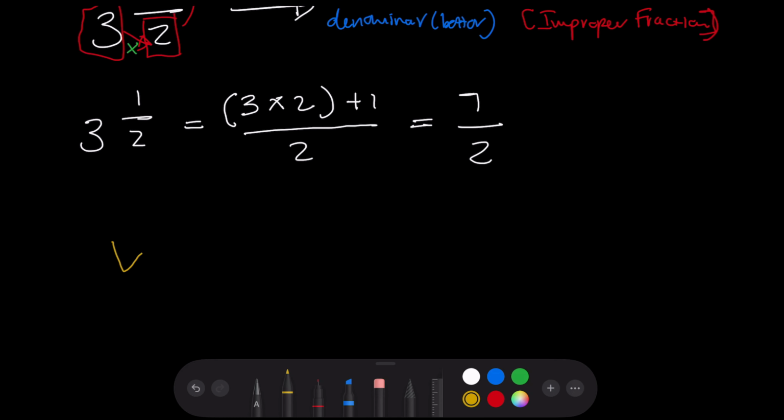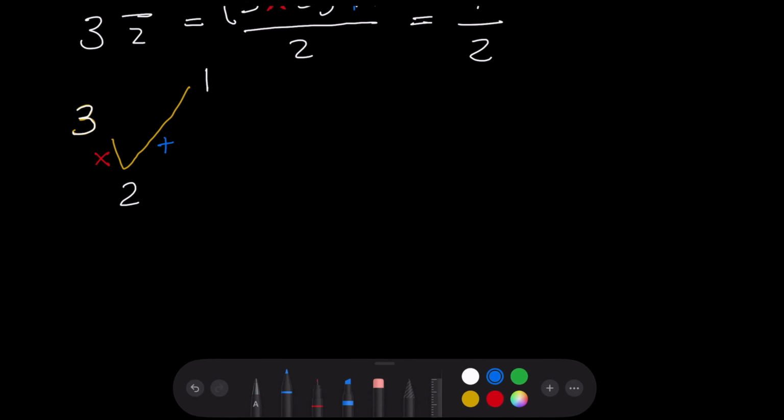So if you think about it, it looks almost like a tick. Because this is your whole number, then you multiply your whole number by your denominator, which is 2. And then you add your numerator, which is 1. Then according to this is what you are multiplying. 3 times 2. That goes there, right? Then you are adding 1. Then what does that give you? 7 over 2.